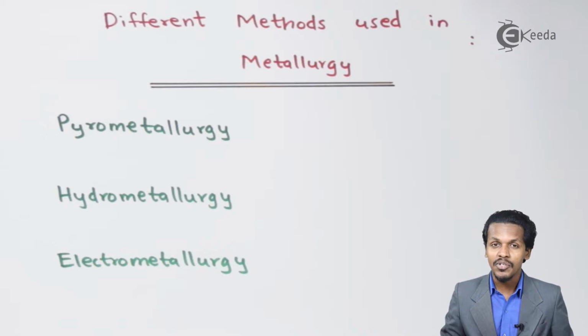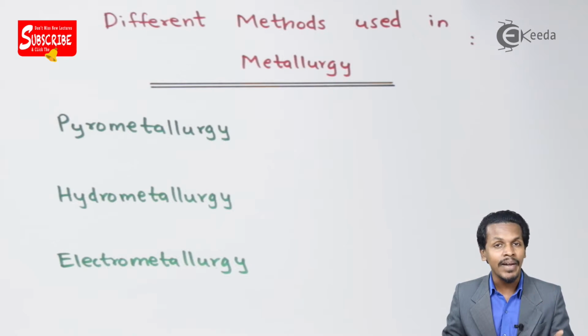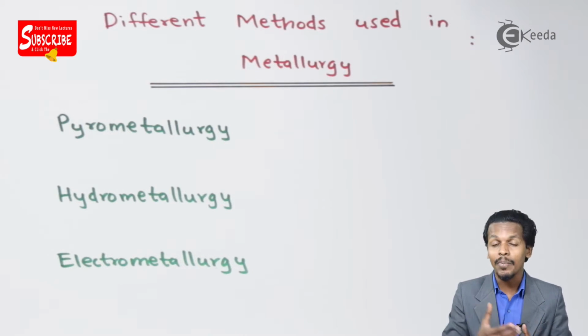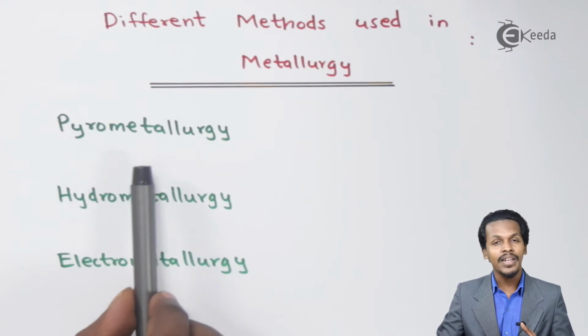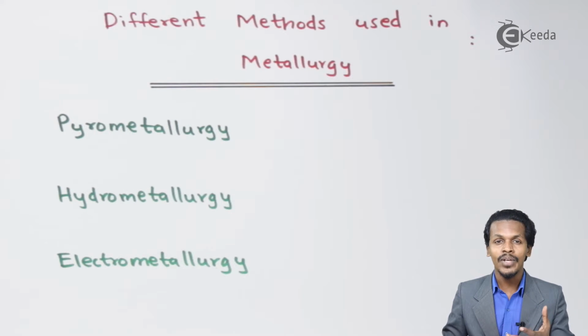What does pyrometallurgy mean? Pyrometallurgy means extraction of the metal from its ore at a high temperature using suitable reducing agents like carbon and aluminium. So that is pyrometallurgy, and the details about this I will tell you in my future lecture.